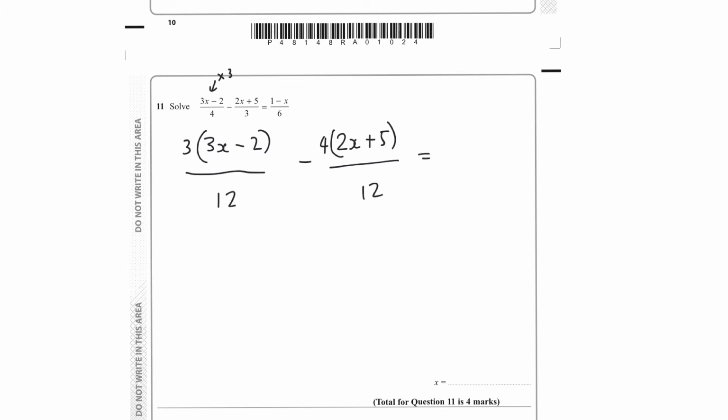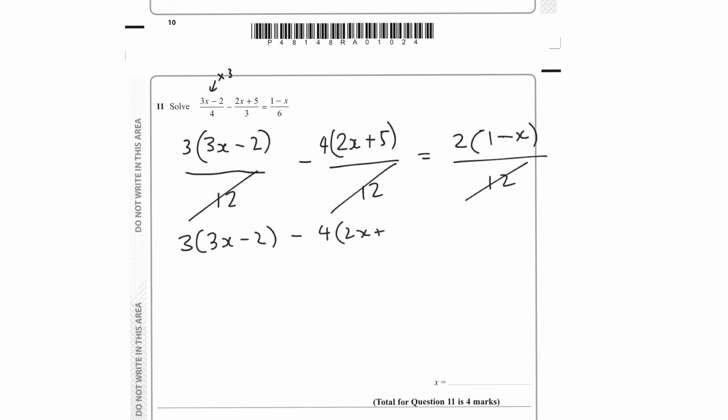And that's going to be equal to the 1 minus x over 6. But since we've changed it on the left-hand side to 12, we might as well change it on the right-hand side to 12. So to do that, that means that we need to multiply that whole fraction by 2. So that would change to 2 multiplied by the 1 minus x, and then 12. Brill. So everything in terms of the denominator is the same. So now that we've done that, these can all cancel out. And then we end up with 3 bracket 3x minus 2 minus 4 bracket 2x plus 5 is equal to 2 bracket 1 minus x.